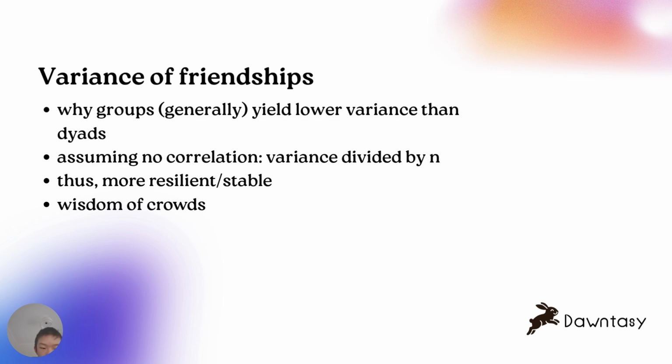In general, friendship groups yield lower variance, so it's much more predictable and more stable, generally speaking, because there's actually a proof for this. If we assume no correlation, the variance of a friendship group is the individual variance divided by n, where n is the number of individuals in that group. If we assume correlation, of course, this changes, but let's just assume this idealized case for simplicity. So we can see that friendship groups are more resilient and more stable.